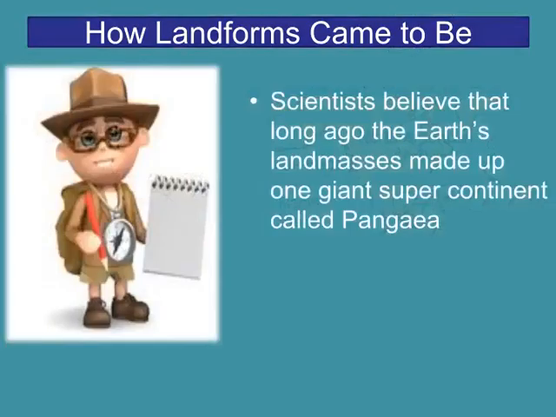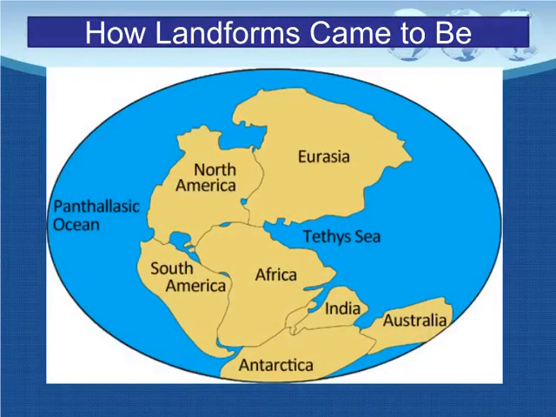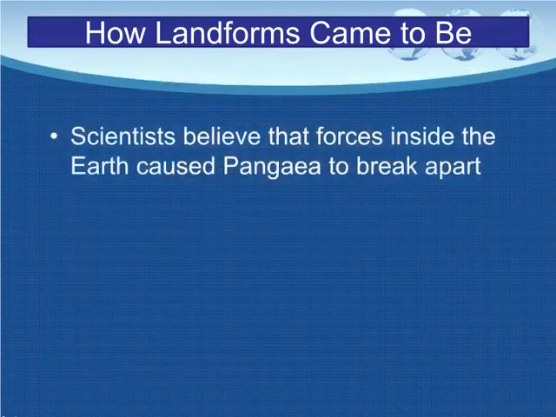Scientists believe that long ago the Earth's landmasses made up one giant supercontinent called Pangaea. Now the world is divided into 7 continents. Scientists believe that forces inside the Earth caused Pangaea to break apart.